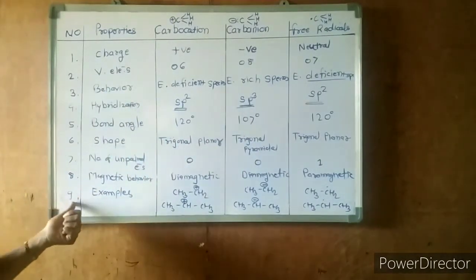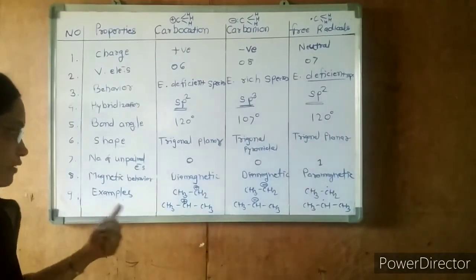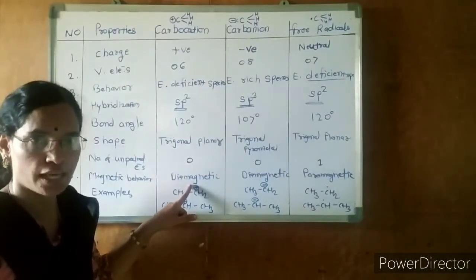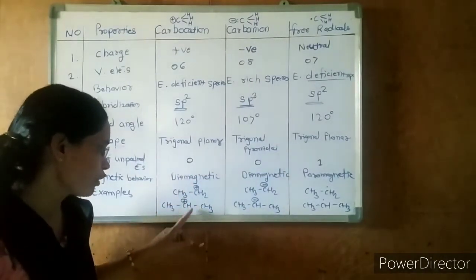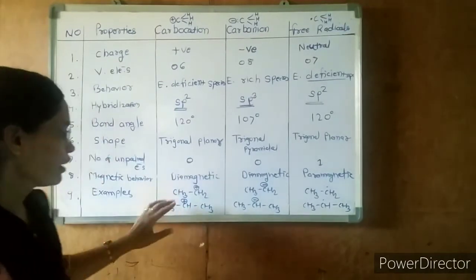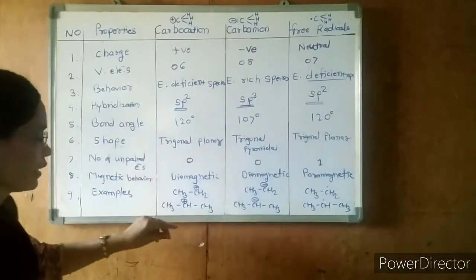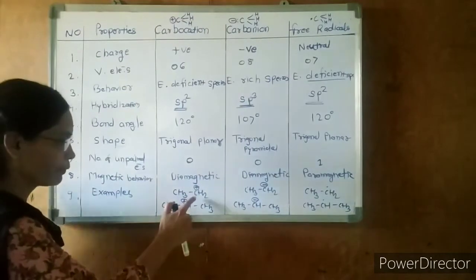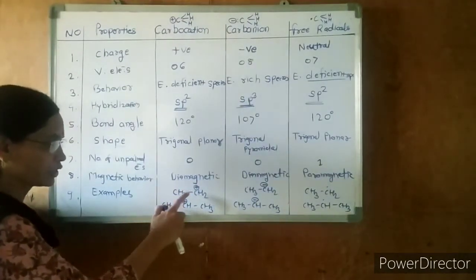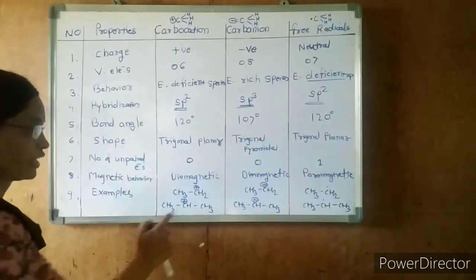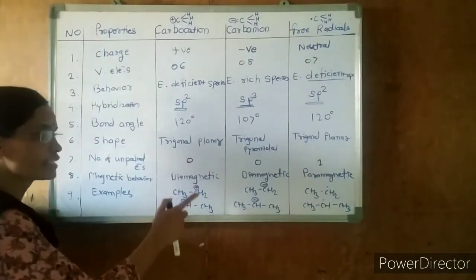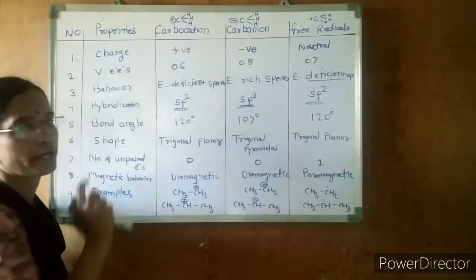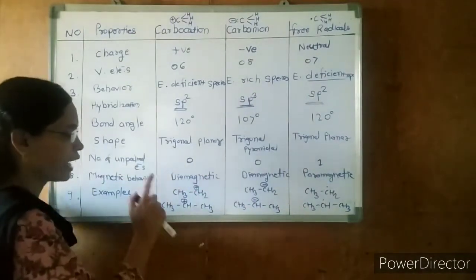And the last property is the examples. Here CH3CH2+, a carbon bearing a positive charge, is known as a carbocation. Here also a carbon bearing a positive charge is known as a carbocation. What is the difference between these two examples? Here the carbocation is a primary carbocation. The carbon bearing the positive charge is linked with only one other carbon atom. That's why it is a primary carbocation, right?